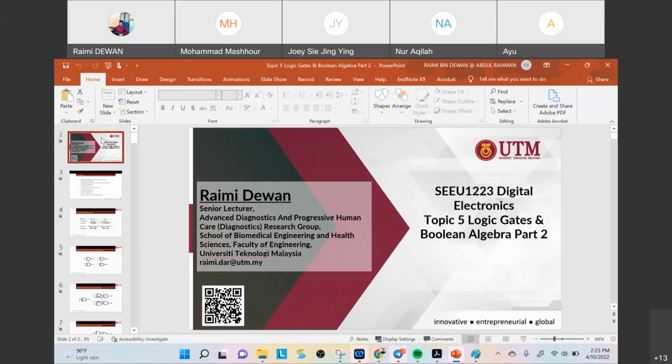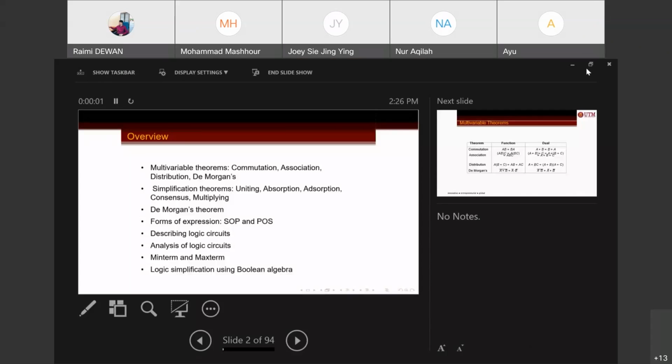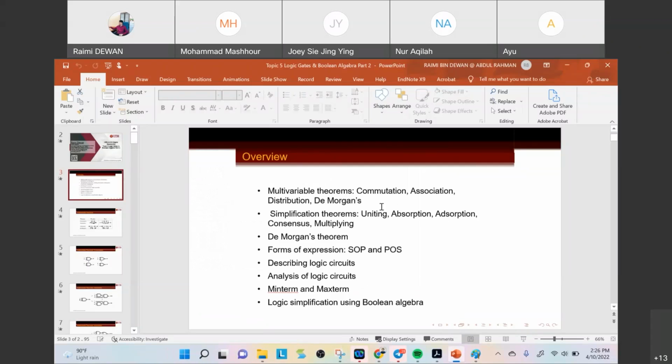So now we continue with topic 5, logic gates and Boolean algebra. It is actually a standard version of what we learned in topic 4. In overview, for multivariable theorems, we will learn about commutation, association, distribution, and De Morgan's. This was covered in my 2021 previous lecture, part 2. Multivariable means we have more than one variable. We can have A, B, we can have A, B, C, and we can have more.